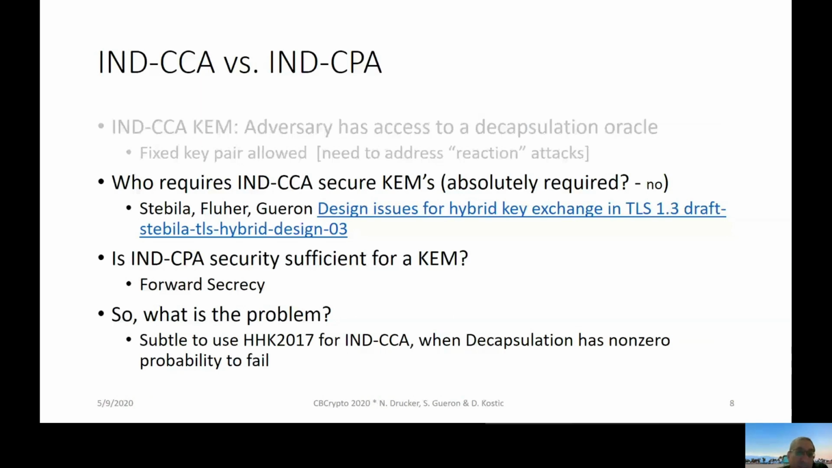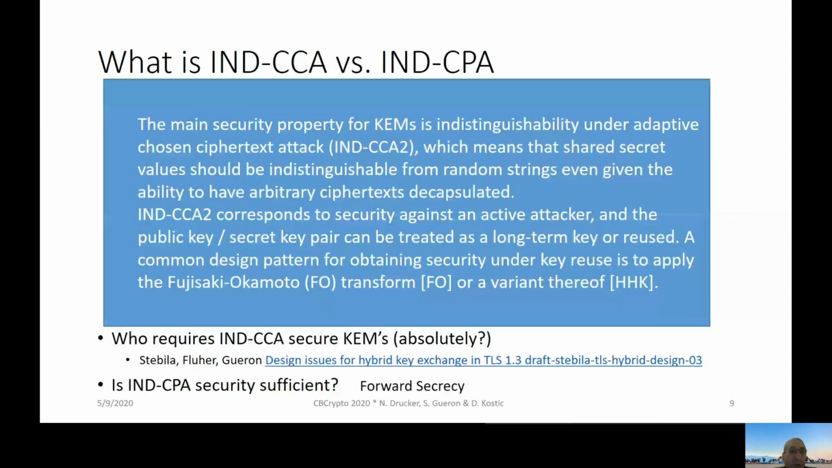So the problem is that it is very subtle to use the HHK 2017 paper for IND-CCA when the decapsulation has non-zero probability to fail. And that's the main problem. So let's start with a good decoder with a very low DFR. This is the necessary condition.